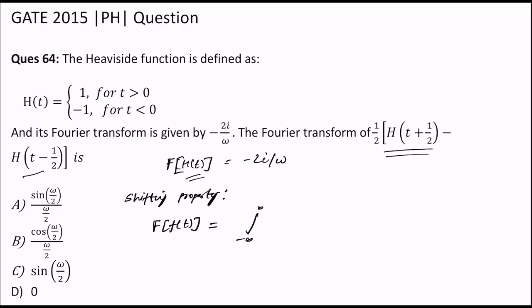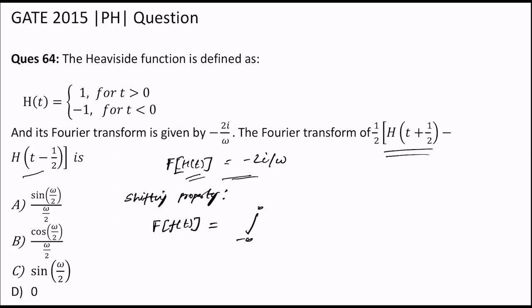Hello, in this video we are going to solve question number 64 of GATE 2015 physics paper. This question is from mathematical physics. The question is, the Heaviside function is defined as h of t is equal to 1 for t greater than 0 and it is equal to minus 1 for t less than 0. The Fourier transform of this h of t is given as minus 2i by omega.